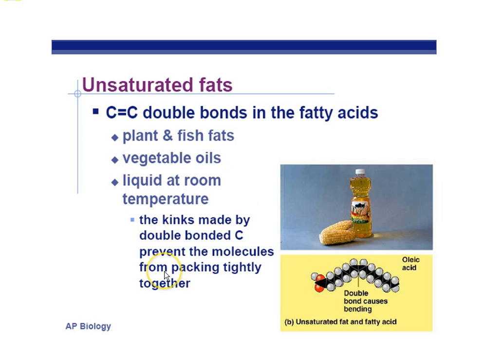Unsaturated fats tend to be more healthy than saturated fats. If you had more than one double bond, we would call that polyunsaturated because there's more than one, or poly, double bonds.